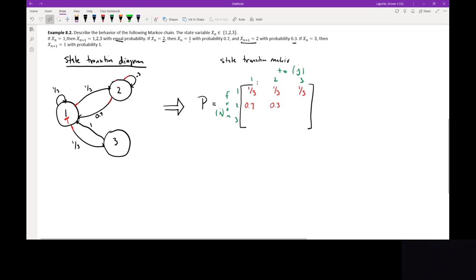And then we do the same stuff. What's the probability if I'm in 2 that I get to 3? Well, there is no connection between 2 and 3, so we simply put 0. And then we do the same thing with row 3. With probability 1, we go back to 1, and there's no possibility to go to 2 or 3. So this becomes my P, my state transition matrix.